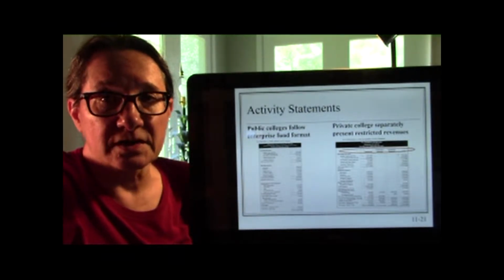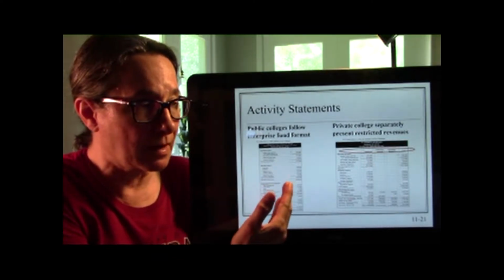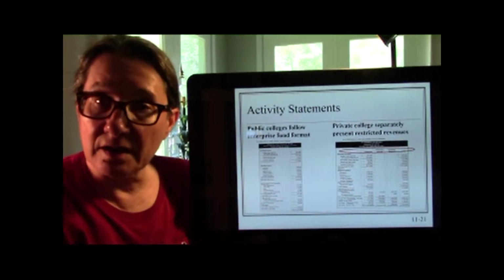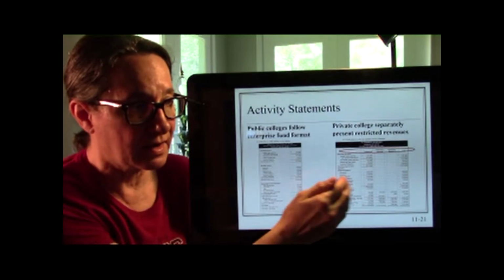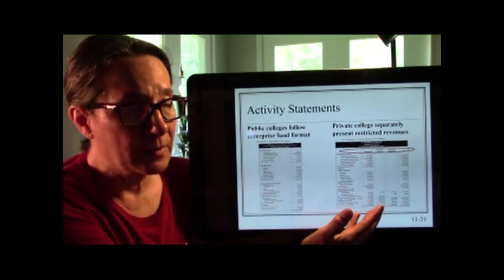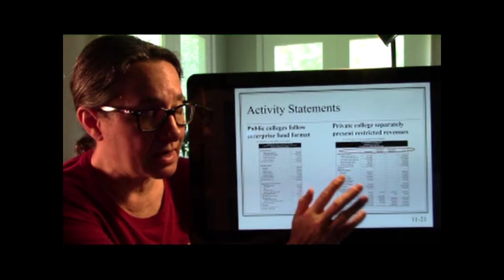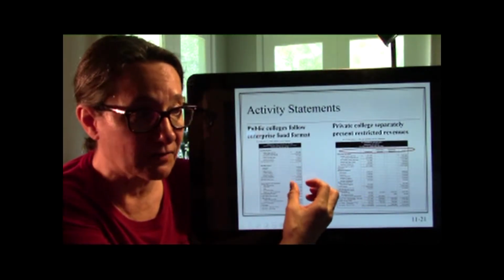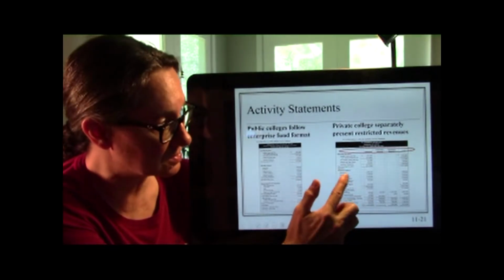Just real quick, look at the financial statements. You should already be pretty familiar with this. Public colleges like Texas A&M Kingsville are doing an enterprise fund, right? So you should know what those look like. And private colleges present in the restricted revenues column. So we did that just in chapter 10, so there's really not anything different. The point is you need to remember public colleges are really government entities, and so they're enterprise fund format. Private colleges are restricted revenues.